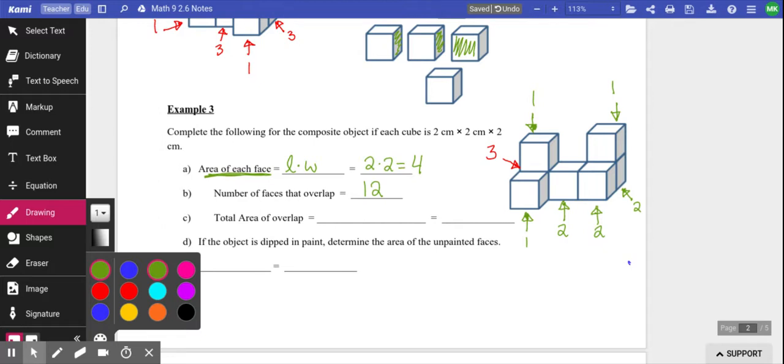Part C, the area of the overlap. To figure out the total area of the overlap, Jake, do you want to keep going with this? Yeah, so you multiply the number of overlaps by the area, and that means 12 times 4. Perfect.